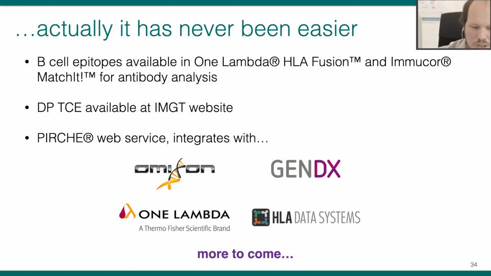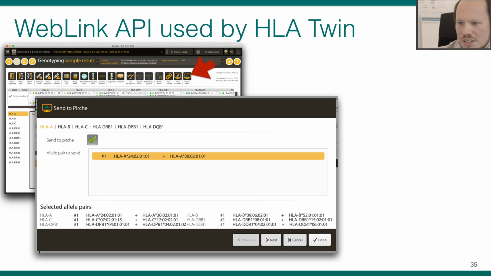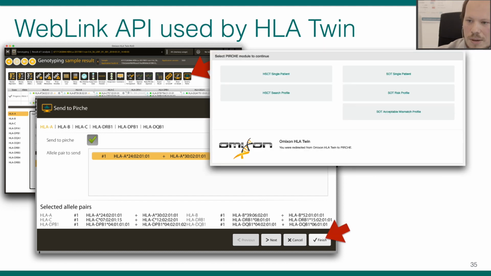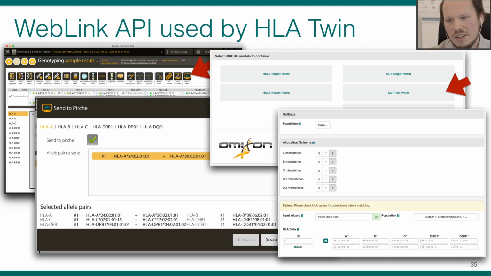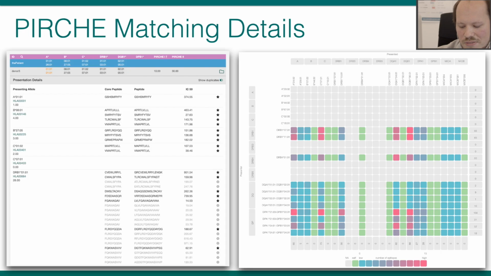So just to show you here how it looks like in HLA Twin, you have that nice Send to Perch button up there, and then you can submit your typing directly to the Perch website. Then you jump there and you have all your typing data on the website and can do whatever you want there in terms of epitope matching. And if you aren't using these tools, you can still use our semi-automated data entry, like pasting GL strings, using CSV, HML, so all these common standards. So this data entry stuff, I think it's not a valid argument anymore.